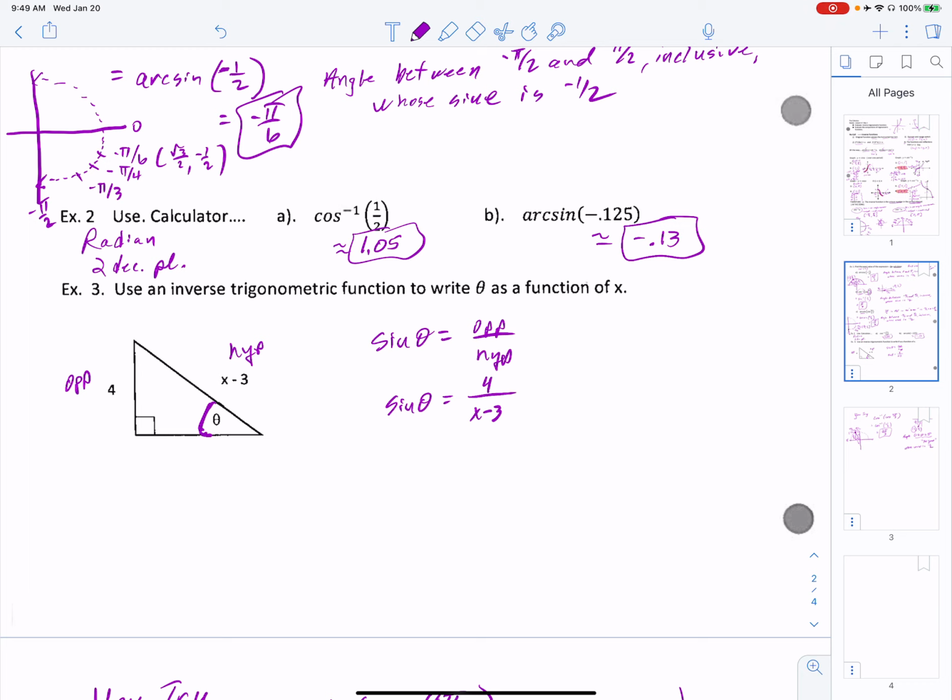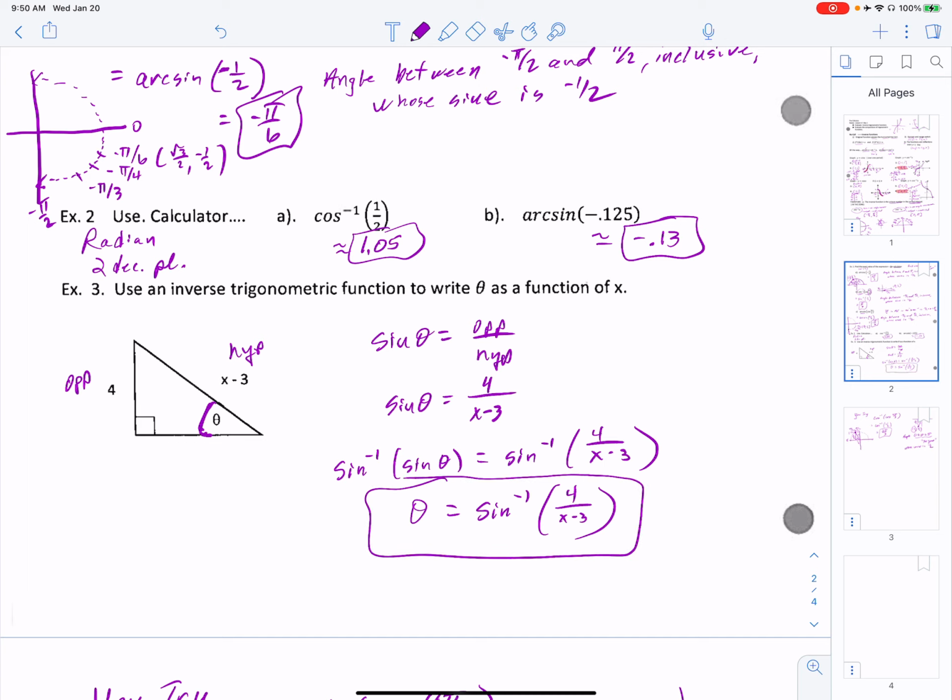But I want to use an inverse trig function. So I want to apply the inverse sine to both sides. So I'm doing the same thing to 2 sides that I say are equal. And the inverse sine of sine of theta gives you theta, a theta between -pi halves and pi halves. So we'd write theta is the inverse sine of 4 over x minus 3. And we have used an inverse trig to write theta as a function of x. That's it.